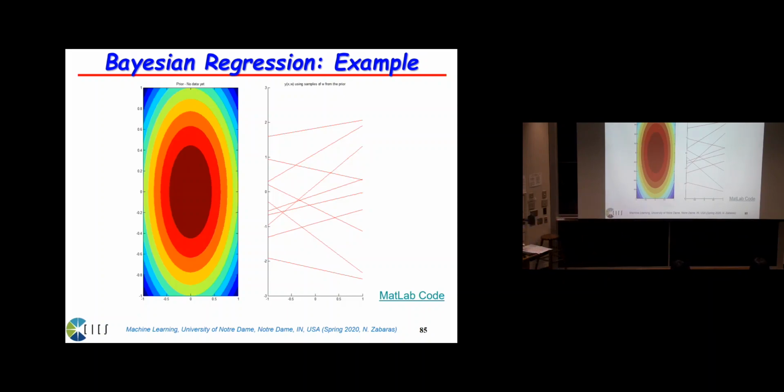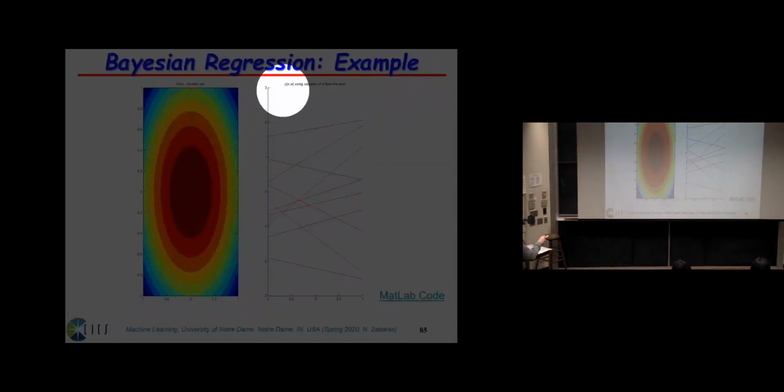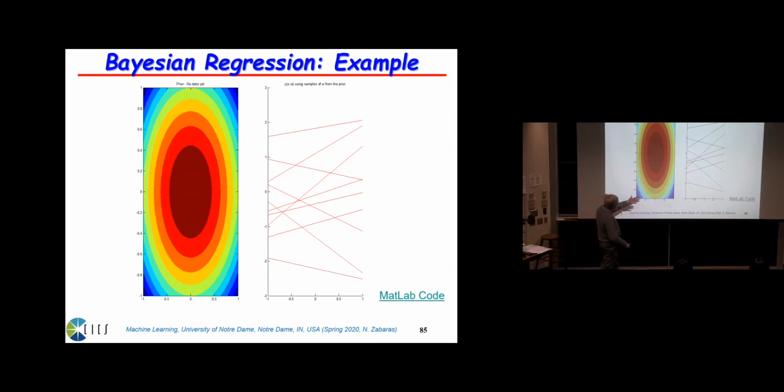So can you tell me, it says here, y of x and w, using samples of W from the prior. So how exactly are you going to generate all these nice lines? You're going to have to take samples from where?